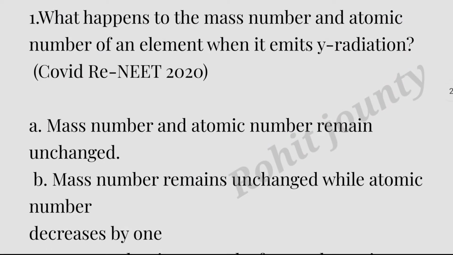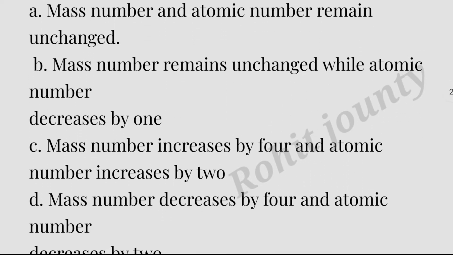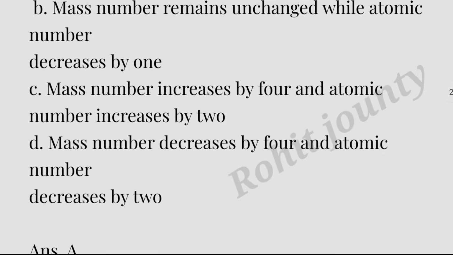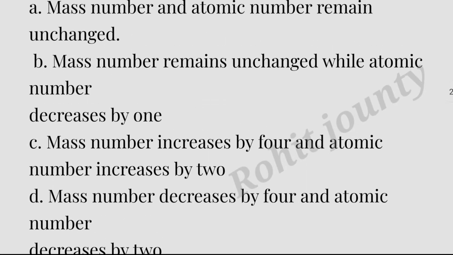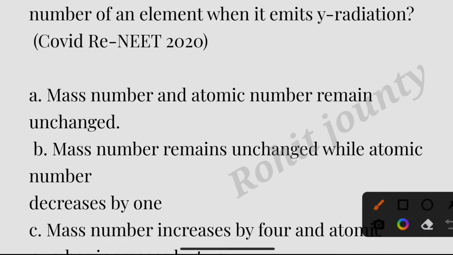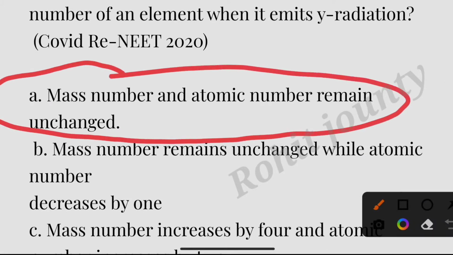Question number first. What happens to the mass number and atomic number of an element when it emits gamma radiation? Option A: Mass number and atomic number remain unchanged. Option B: Mass number remains unchanged while atomic number decreases by 1. Option C: Mass number increases by 4 and atomic number increases by 2. Option D: Mass number decreases by 4 and atomic number decreases by 2. The correct answer is option A. Mass number and atomic number remain unchanged.